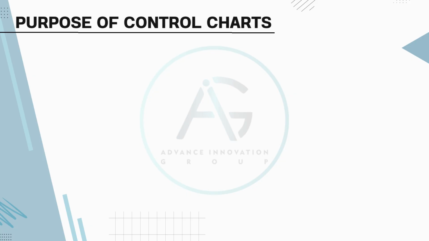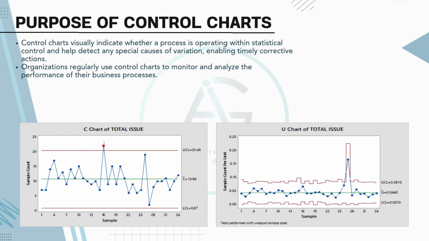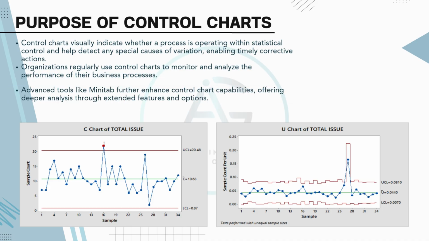Purpose of control charts. Control charts help determine if a process is stable by highlighting any unusual variations. They support timely corrective actions and are widely used to monitor business performance. Tools like Minitab enhance their effectiveness with advanced analysis features.